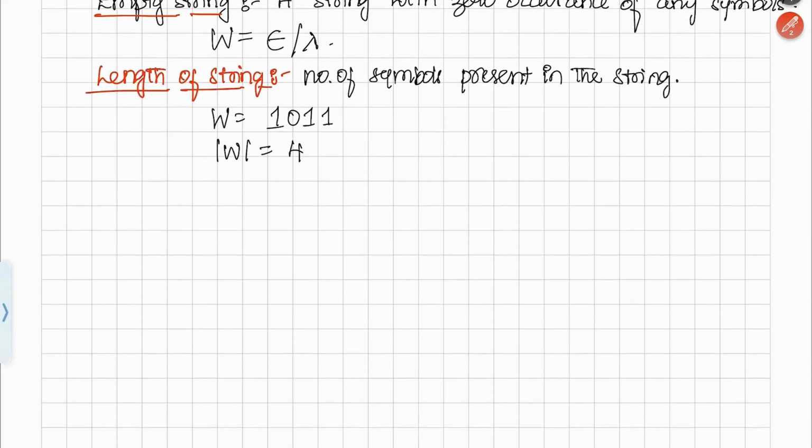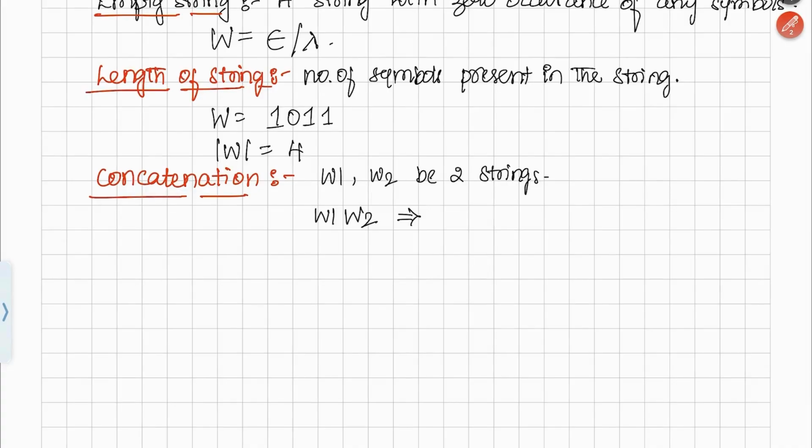Okay, moving on further. This was about the length of string. Now I have two more concepts under this. The first one is concatenation of strings. Let me take two strings w1 and w2. Let w1 be 0110 and let w2 be 110. If I write the concatenation of w1 and w2, it will be 0110 followed by 110. So I am combining those two.